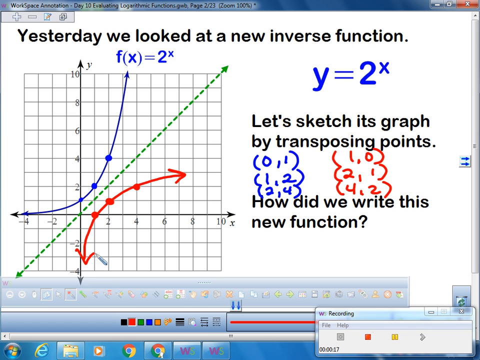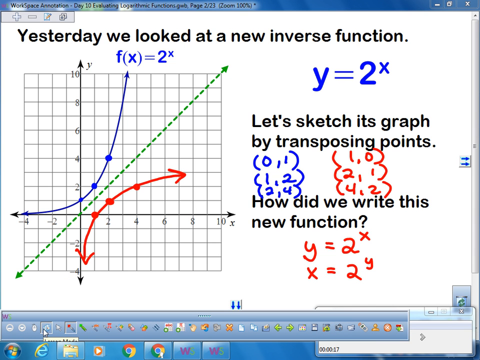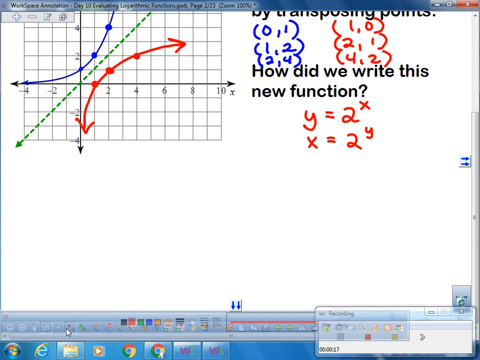How do we write it? How do we write it, guys? We had y is 2 to the x, right? We transpose x and y, got x equals 2 to the y. You guys remember, I know it's a little bit weird. You guys remember what we did next to solve for y? We did something to each side.